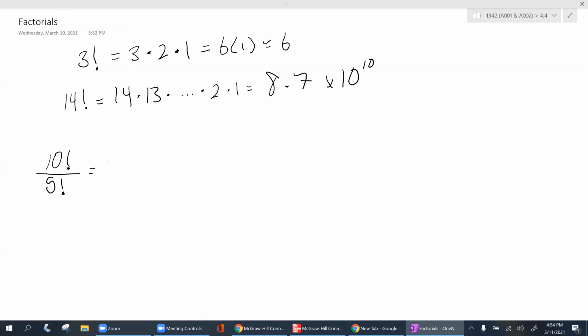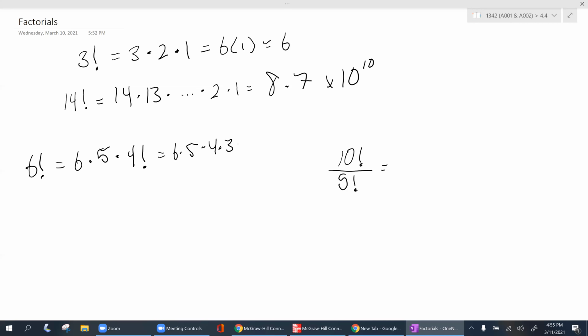Oh, and just let me mention something before I tackle this problem. Let me move this one to the side. If you have, let's just say 6 factorial, it's up to you where you want that factorial to end, right? In other words, you can say this is 6 times 5 times 4 factorial, right? There may be reasons why you want to do that. You can leave it like that, or you can just continue. This is 6 times 5 times 4 times 3 times 2 times 1.